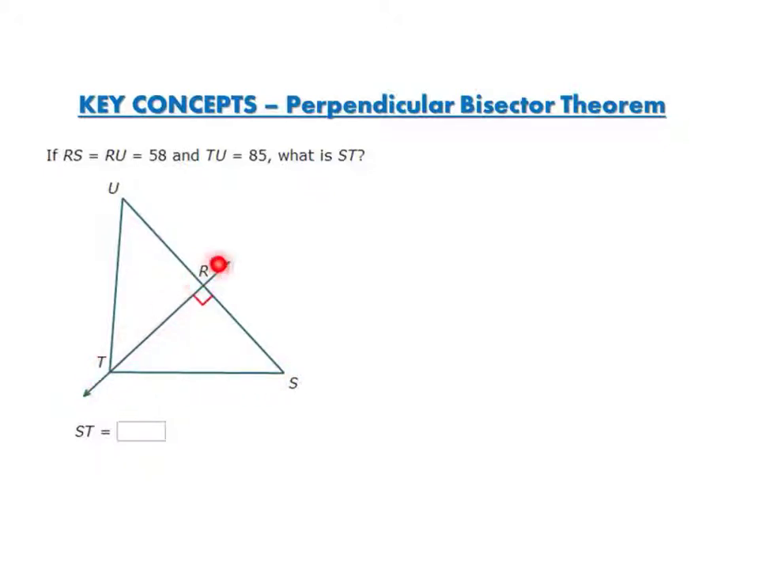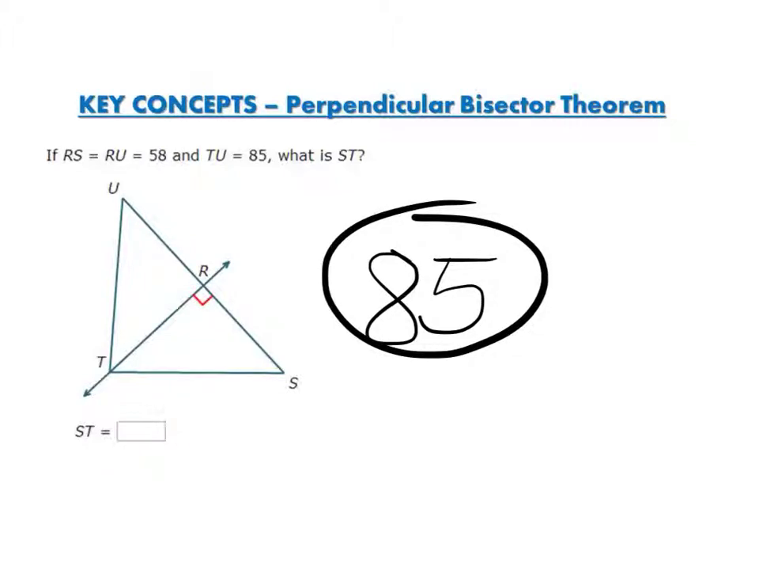Well, this line TR is a perpendicular bisector. I know it because it makes two right angles. These two are also the same. So if that is the case, and this point is on the perpendicular bisector, these two sides are congruent. So really simple. If TU is 85, then ST must also be 85. You just have to be sure that this line shows that it's a perpendicular bisector. If it doesn't, then you cannot prove that those sides are congruent.